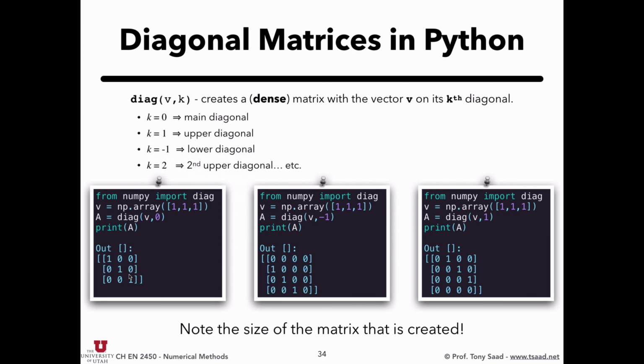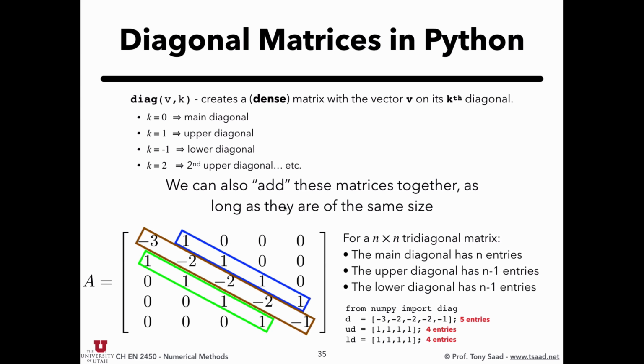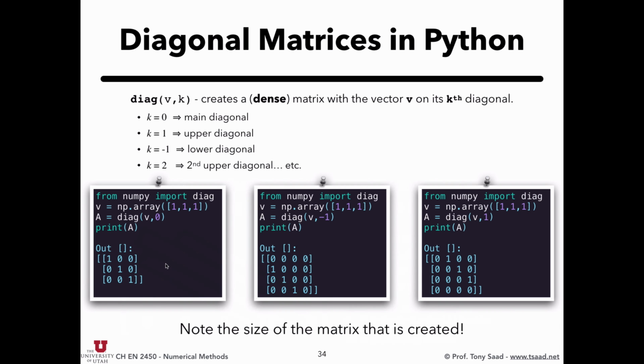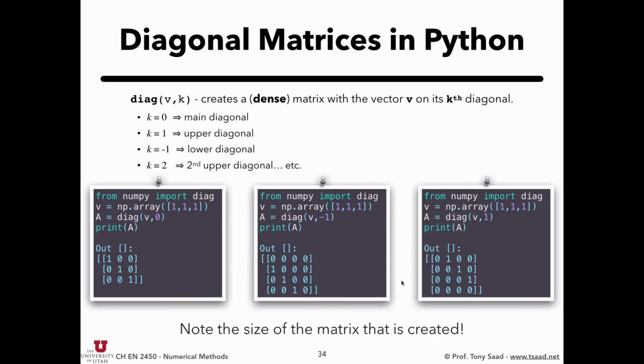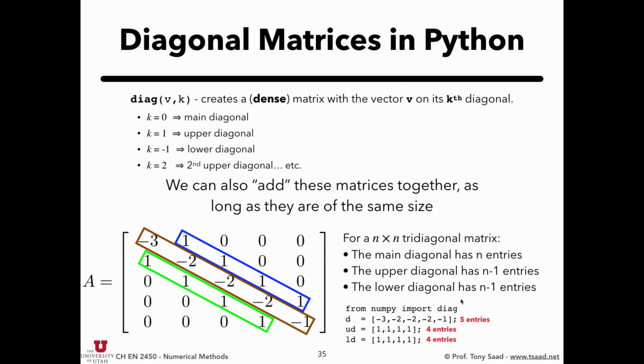Now, if these matrices are of the same size, so let's suppose here we created a 3 by 3 and a 3 by 3 and a 3 by 3 matrix, we can add those, just like we add two numbers. We can add these matrices to create a matrix that has lower, upper, and main diagonals that are non-zero. And that's how you would do this.